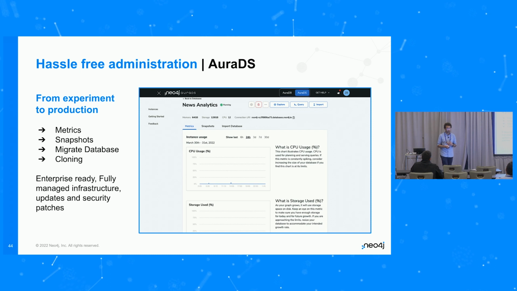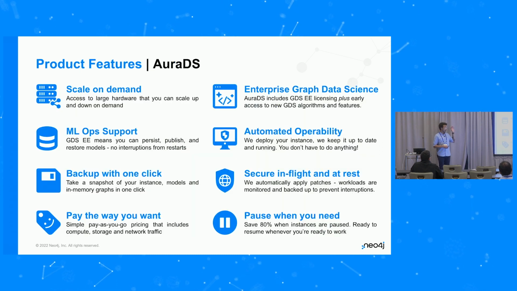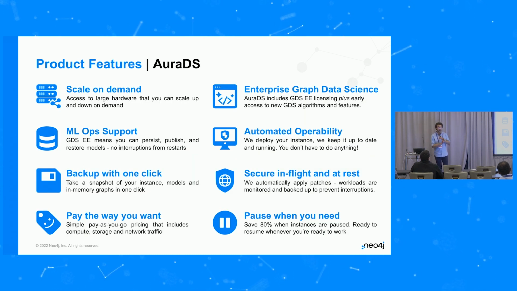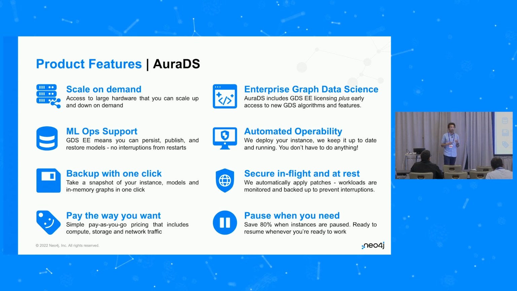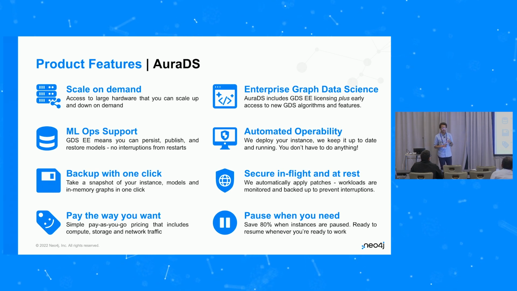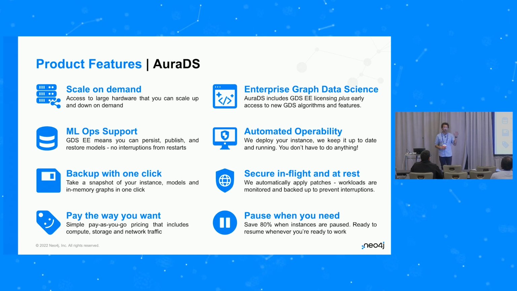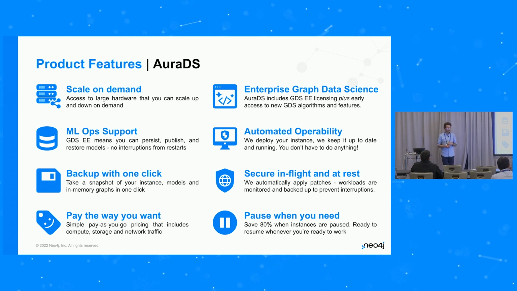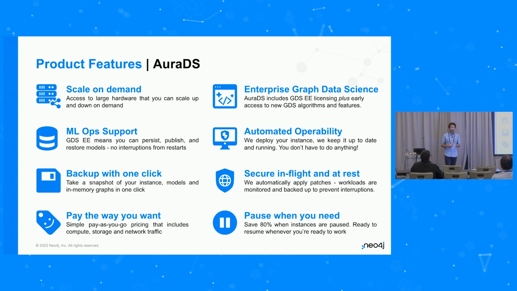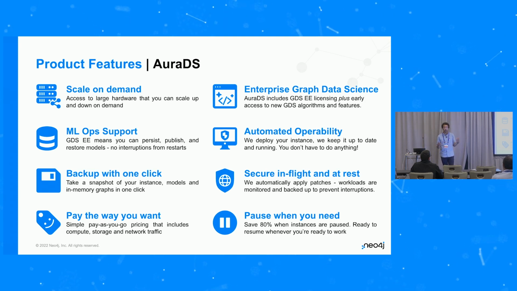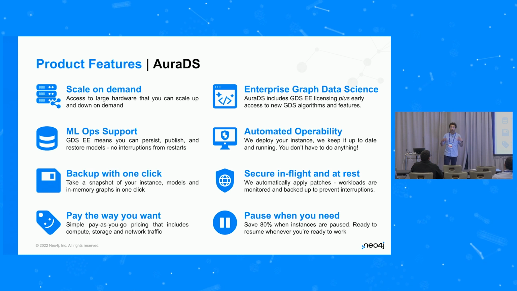you don't have to. So just to recap on the product features, scale up and down on demand, and you get access to really large hardware too for all your data science needs. You get all of the enterprise GDS features, plus access to all of the new GDS features as they're released. You get MLOps support, so it means you can persist, publish, and share those models between your users. And we automate all the operability.